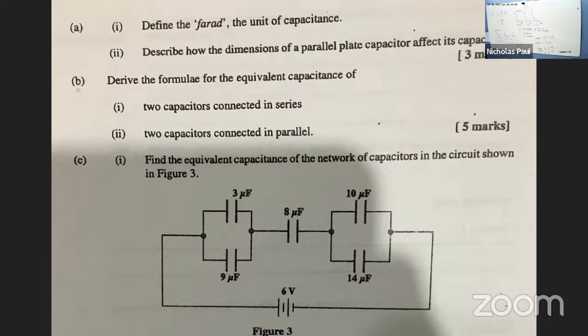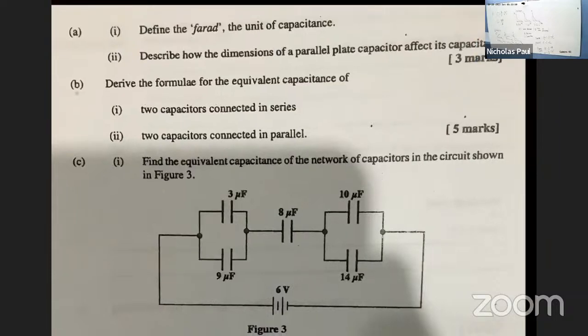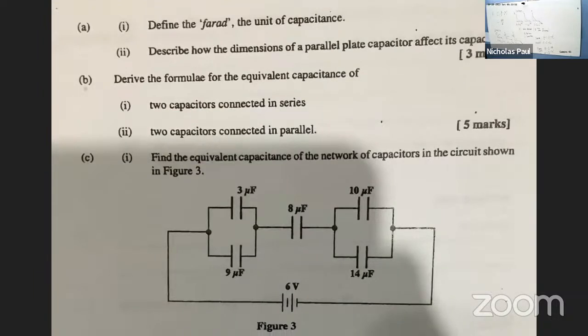One farad is the capacitance when a charge of 1 coulomb is stored across the plates where the potential difference is 1 volt. If you don't remember the formal definition, take the formula for it. 1 farad is equal to 1 coulomb divided by 1 volt. That's full marks.